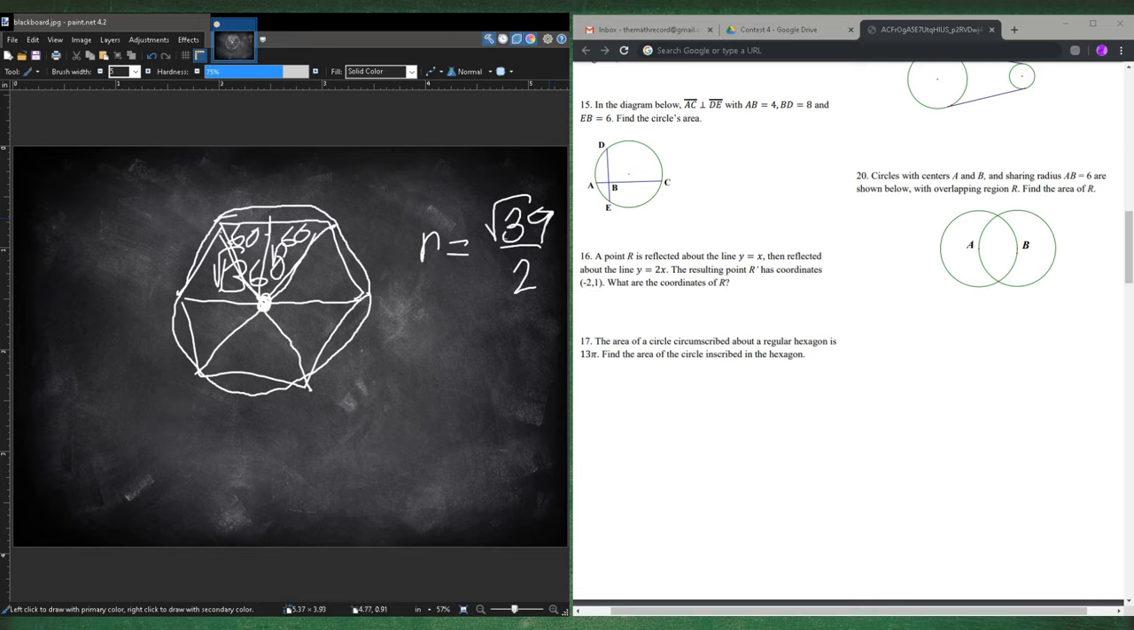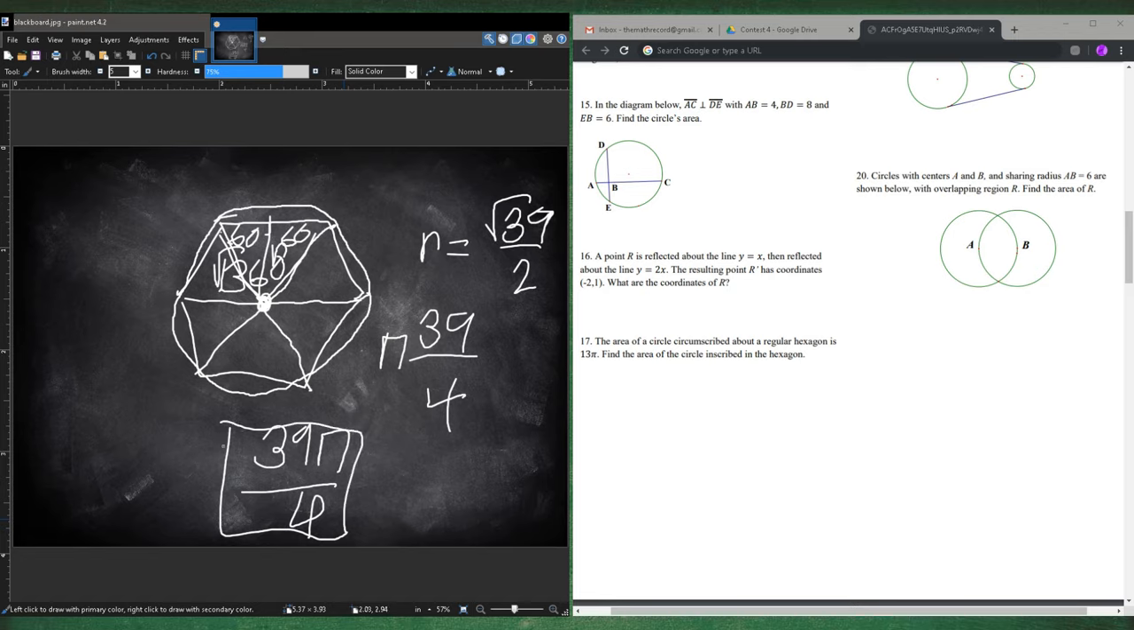Okay, so now we just need to find the area inscribed inside the hexagon. We already got the radius, so now we just need pi radius squared. So pi times square root 39 squared, which is just 39, over 2 squared, which is 4. The area is just 39 pi over 4. Basically, that's just that simple.